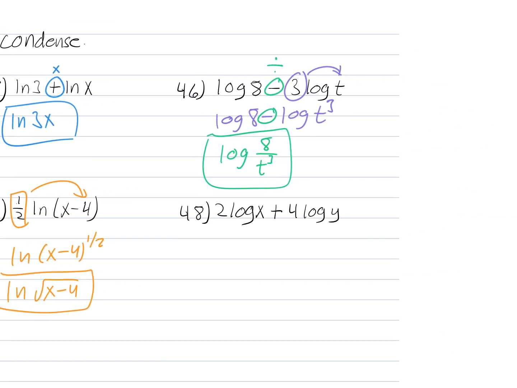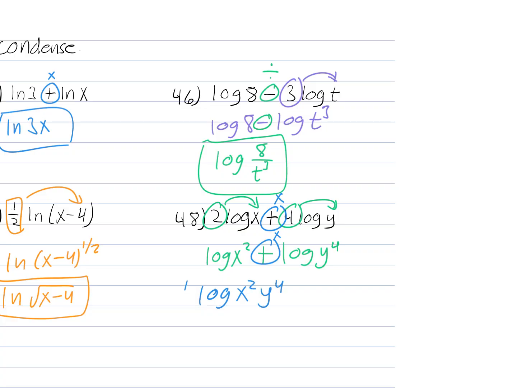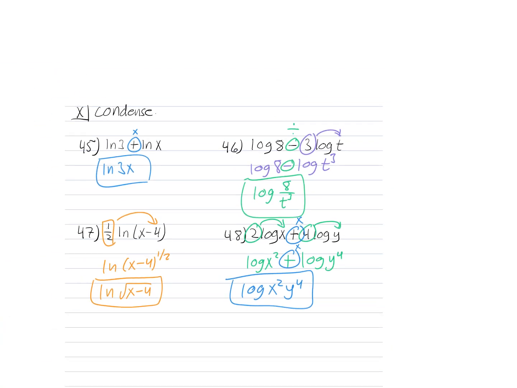And then this last one, I see a 2 and a 4 that can be brought up to the exponent. And then I also see a plus in between, and I know that that's going to be a multiplication. So I know I'm going to have a log x to the power of 2 plus log y to the power of 4. And then take care of your multiplication. Then I'm going to multiply whatever is on the inside. So I have a log x squared, y to the 4th. Multiply them, and then you get something like that.